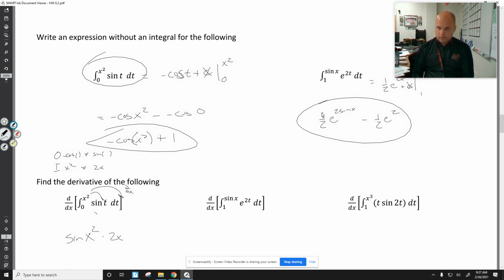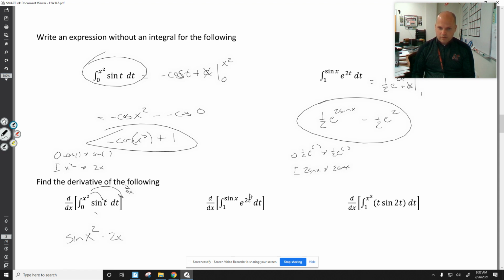But this derivative has an outside and an inside. The outside is like 1/2 e to the power. The derivative of 1/2 e to the power is just 1/2 e to the power. The constant just stays the constant. The power is 2 sine x. The derivative of 2 sine x is 2 cos x. So we can see why this rule works.